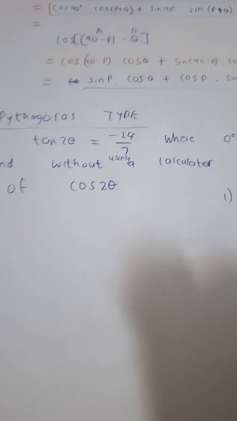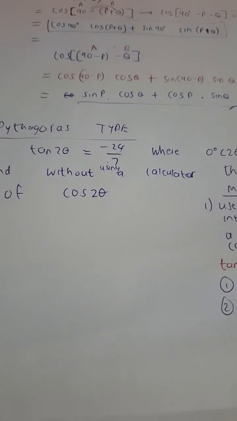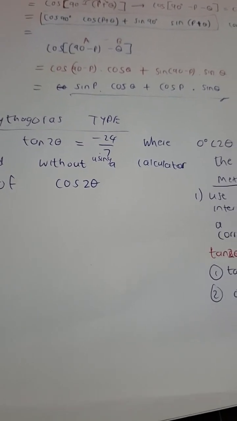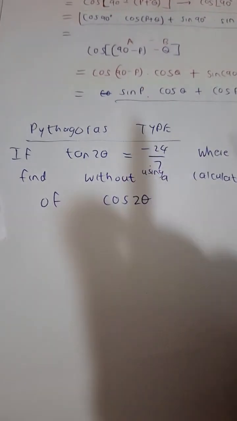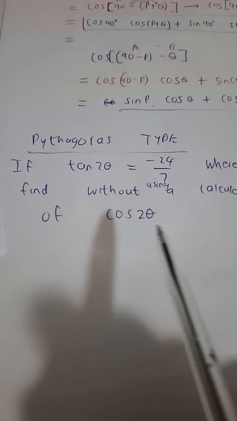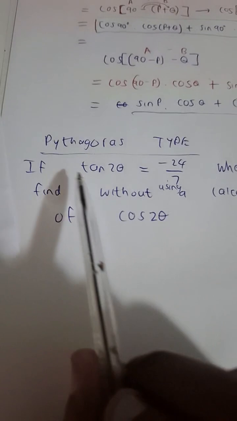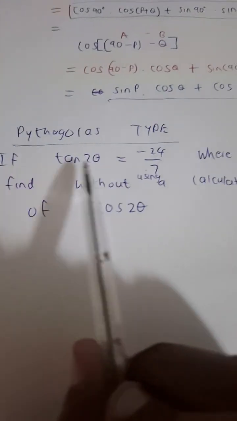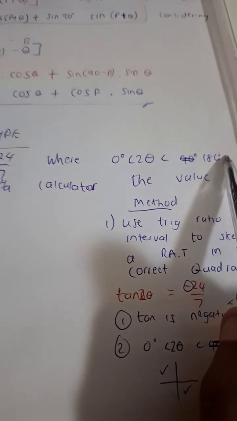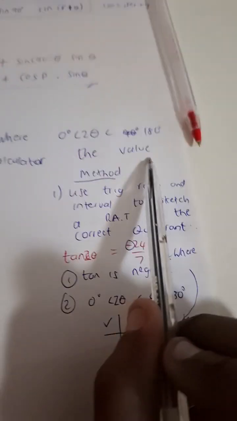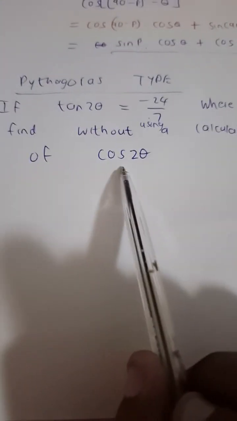Find, without using a calculator, the value of cos 2 theta. Sorry guys, there were just a few things in the question that would not make sense if we were to state it in that way. So I'm going to say it again. If tan 2 theta is equal to negative 24/7, where 2 theta is between 0 and 180 degrees, find, without using a calculator, the value of cos 2 theta.